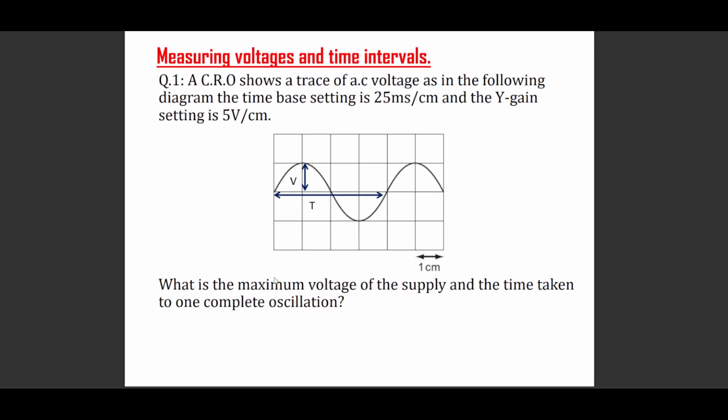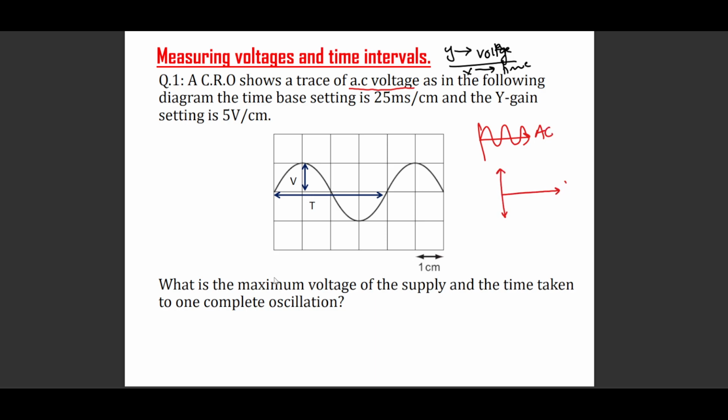Now first we are going to measure voltage, and then we're going to look at time intervals. As discussed previously, the y-axis will be representing voltage, and the x-axis will be giving us the information of time. Okay, so he says that it is an AC voltage, and let's understand. The AC graph will be like this. This is your AC graph, alternating current, right?